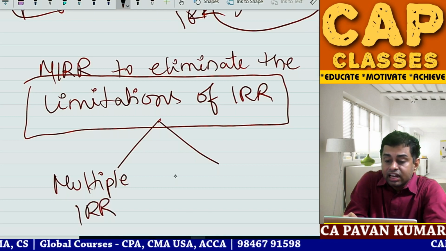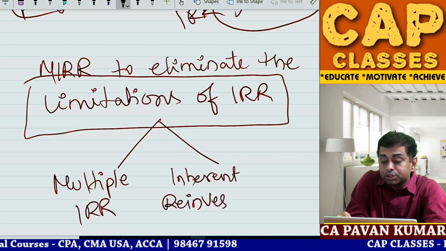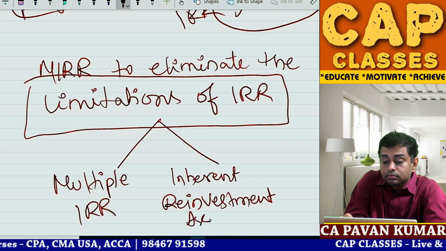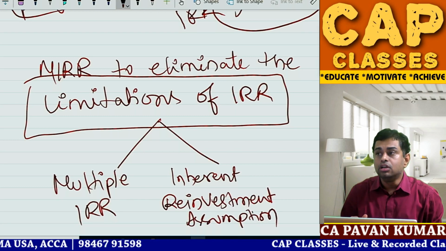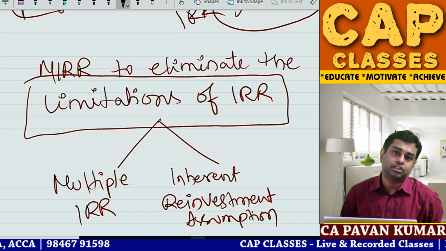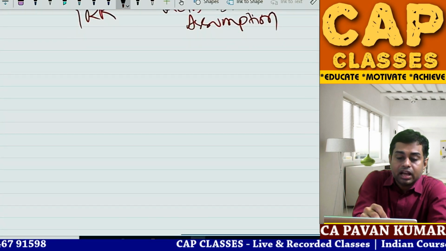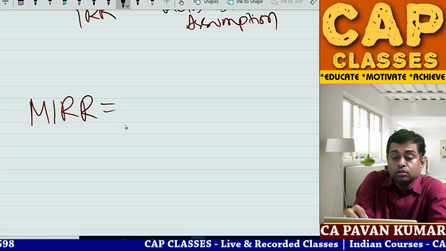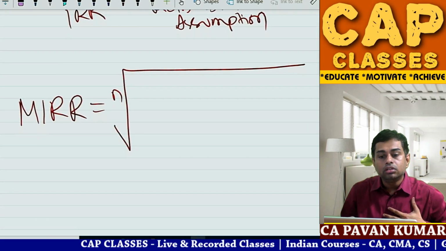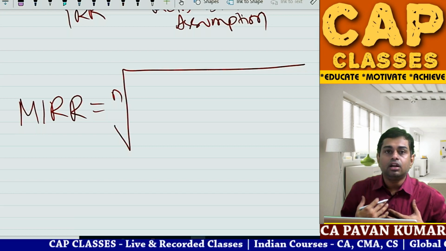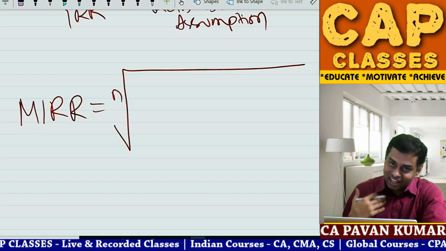Second one is inherent reinvestment assumption. So now MIRR will solve both these issues. Now, how to calculate MIRR? MIRR is equal to nth square root of, students' heart will come into pant, nth square root of, square root only we cannot calculate, cubed root means we will get heart attack, nth square root how can we calculate? Don't worry, I'll tell you how to calculate easily.